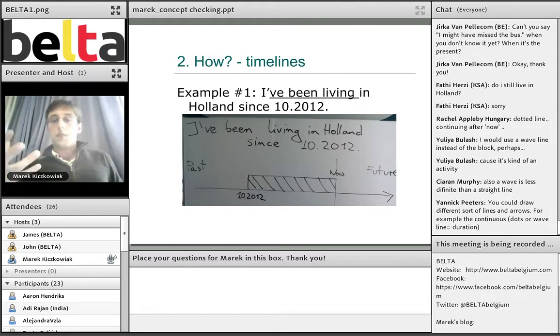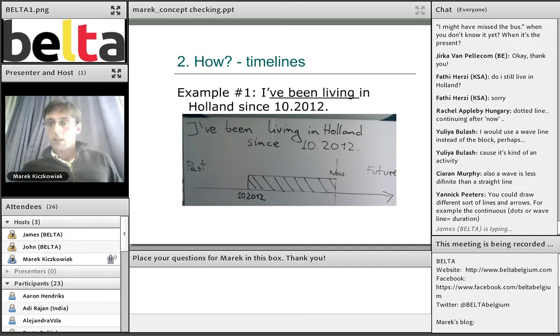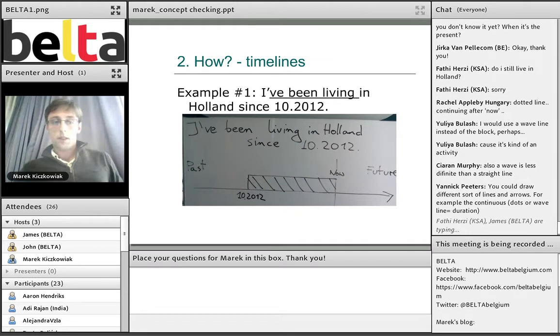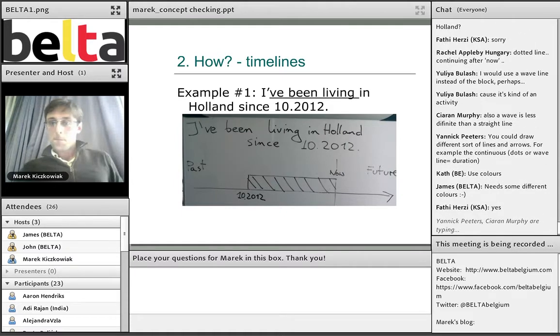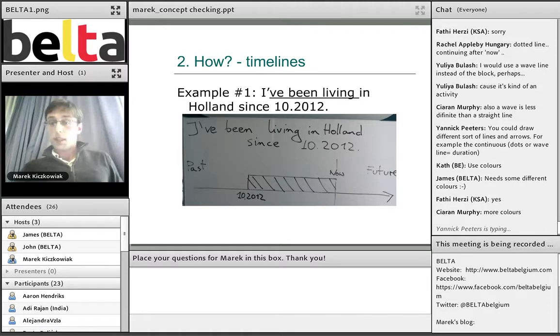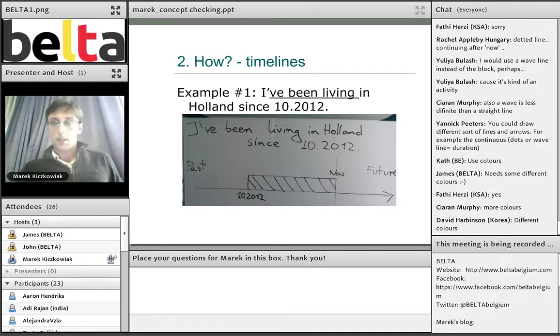What about the visual appeal of this timeline? Is it visually appealing in any way? Use colors. All right, it's a good suggestion. Need some different colors, more color. Yeah, all right.